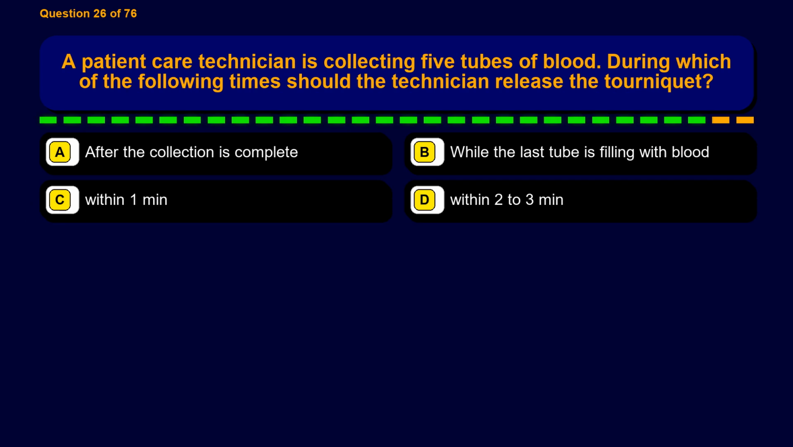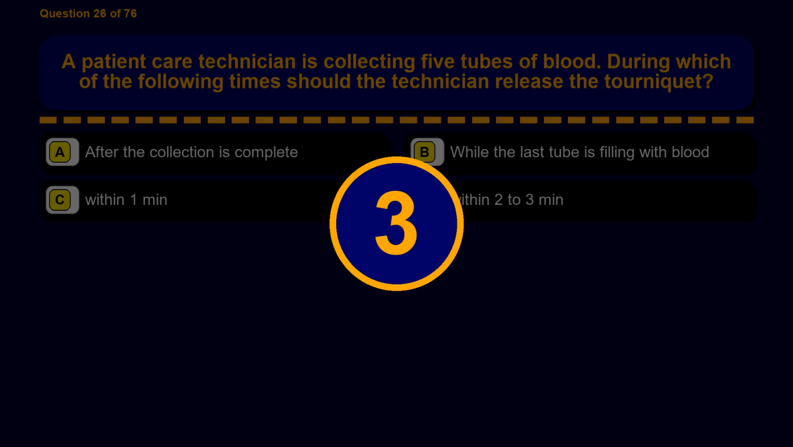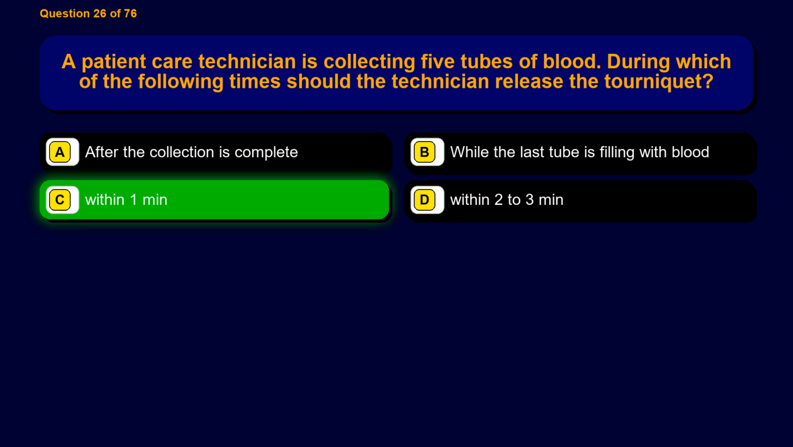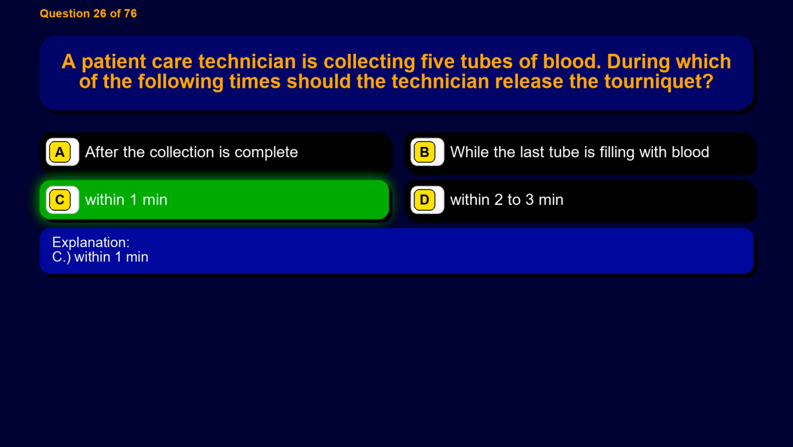Question 26. A patient care technician is collecting 5 tubes of blood. During which of the following times should the technician release the tourniquet? Option A, after the collection is complete. Option B, while the last tube is filling with blood. Option C, within 1 minute. Option D, within 2 to 3 minutes. The correct answer is option C, within 1 minute.